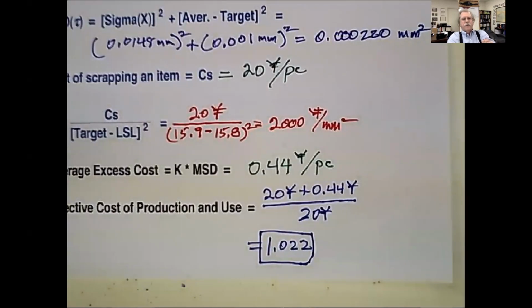And their customer at the next department, when they turn this shell into a cigarette lighter, don't have a lot of trouble using the parts. So they don't have a lot of excess cost of production. They don't have any excess cost of production, and they have very minimal excess cost of use. So their total excess cost, 2.2%.